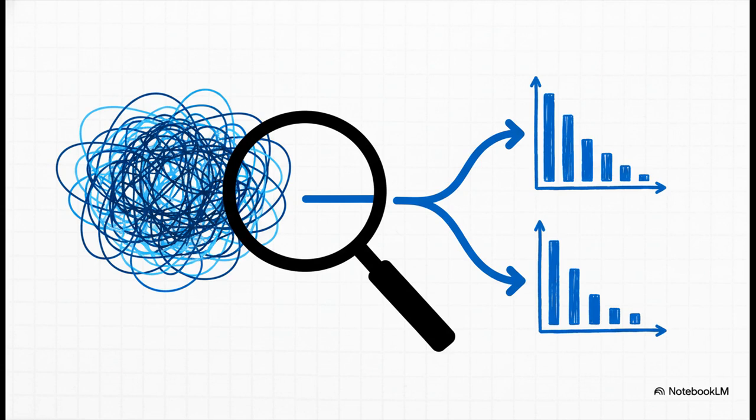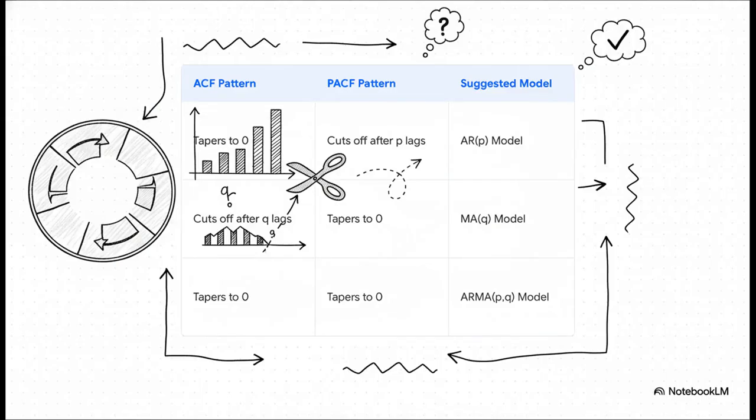So how do we actually do that first step, the identification? Well, this is where visualizing your data becomes a total superpower. Analysts use two very specific charts: the autocorrelation function plot, or ACF for short, and the partial autocorrelation function plot, the PACF. I want you to think of this table as a secret decoder ring for those charts. The shapes and patterns you see in the ACF and PACF give you really strong clues about what your P and Q values should be.